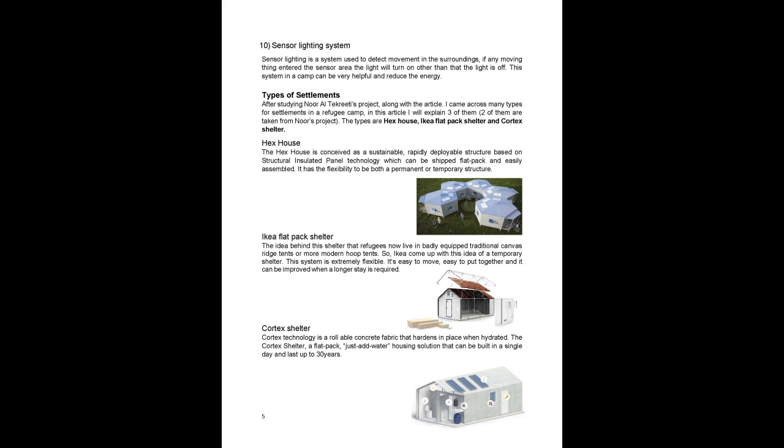The first one is the hex house. It's conceived as a sustainable, rapidly deployed structure based on structural insulated panel technology, which can be shipped flat-pack and easily assembled. It is very flexible and could be used as a permanent or temporary structure. The next one is the IKEA flat pack shelter. IKEA came up with this idea as a temporary shelter. The system is extremely flexible and easy to move and easy to put together. It can be improved when a longer stay is required.